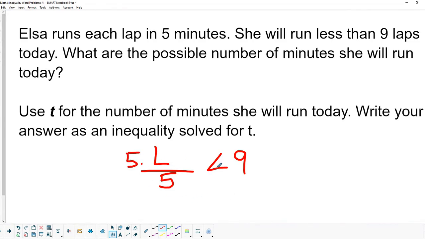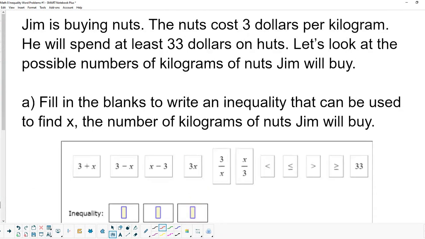So if we multiply both sides of our inequality by 5, we end up with, actually that's supposed to be t, right? So then t is going to be less than 45 minutes. So as long as she runs less than 9 laps, the time amount that she's going to run is less than 45 minutes. And then if she's kind of short on time, she'll be able to get done in time to do whatever else she needs to do. So that one is worded a little differently, so watch the wording as you do these.